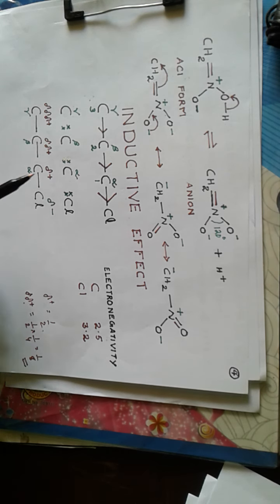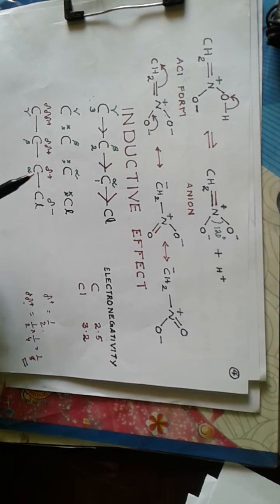Chlorine, by using its higher electronegativity, actually withdraws electron density from the carbon chain. This electron withdrawing character of chlorine from a carbon chain is called negative inductive effect. So electron density is withdrawn from the carbon chain by electronegative chlorine, and the phenomenon is called negative inductive or minus I effect.